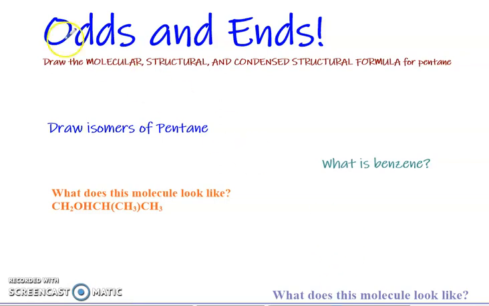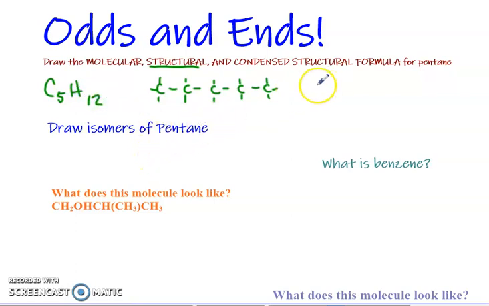So, looking up here at the first one, draw molecular, structural, and condensed structural formulas for pentane. So, pentane, the structural one, you know how to do that really well. 1, 2, 3, 4, 5. Okay, there's pentane. But let's figure out what the molecular formula is. We got 1, 2, 3, 4, 5 C's, so it's going to be C5. And then count all the H's around. 1, 2, 3, 4, 5, 6, 7, 8, 9, 10, 11, 12. There's our molecular formula.